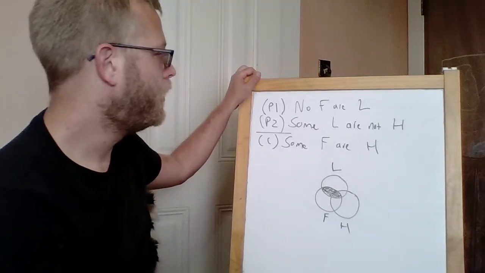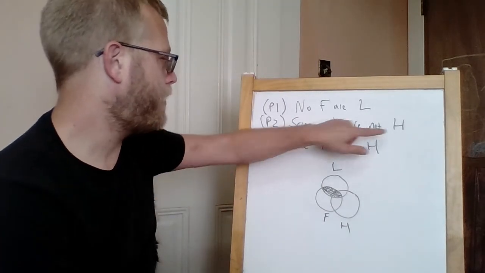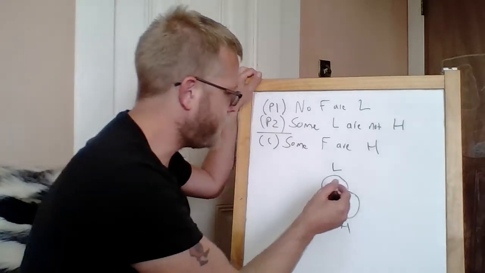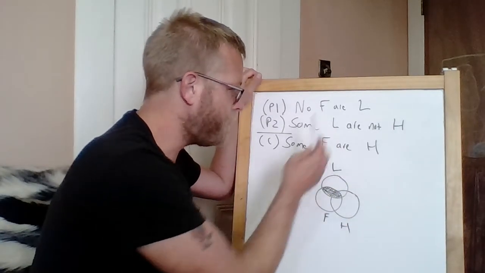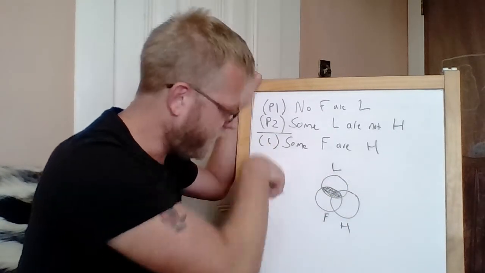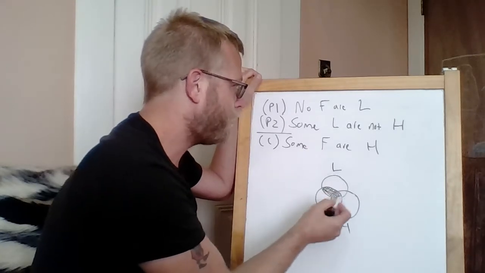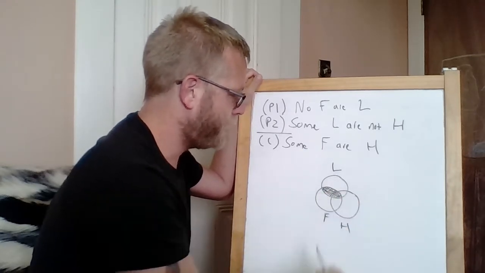Okay? Some L are not H. So that means there are some, at least, remember, some means at least one. There's at least one member of the L group who is not a member of the H group.